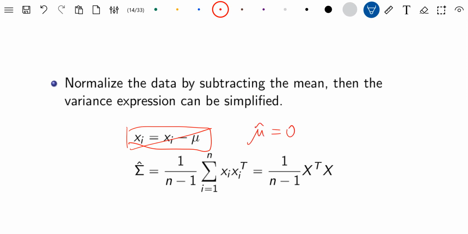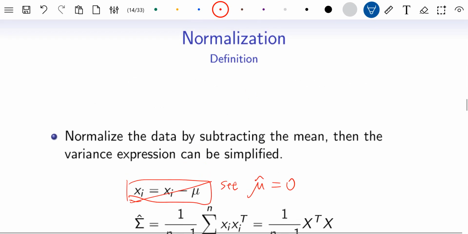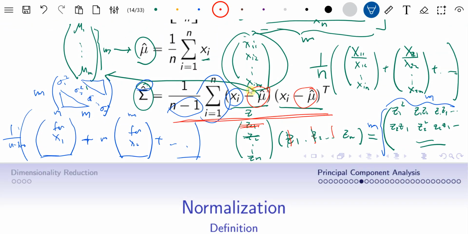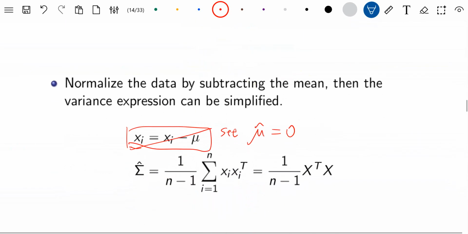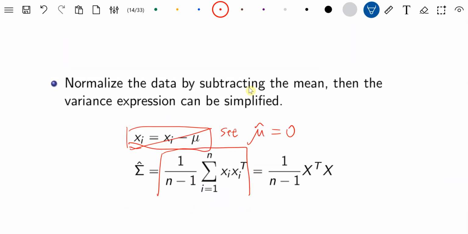Just think of mu hat, setting mu hat to be 0. That's basically normalization. So change x so that mu hat is 0. That's called normalization. And after you normalize, if you look at this expression, these two will be 0. So the remaining thing is this expression.